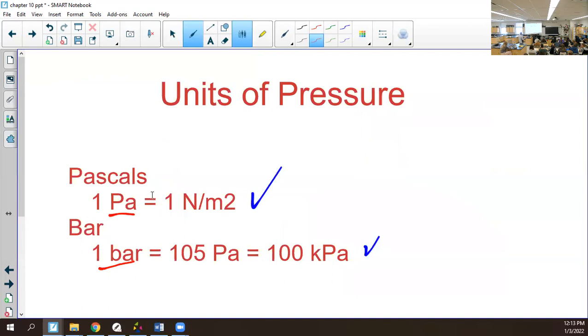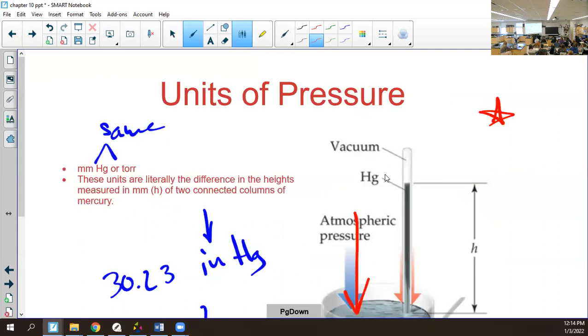We don't use pascals in this class. We don't use bar, but if you take the airplane class or aviation, they use bar, which is 10^5 pascals, or 100 kilopascals. Anyway, you don't care. We're not to where we care yet. Okay. Millimeters of mercury or torr. This is old, but we kind of use this a little bit.